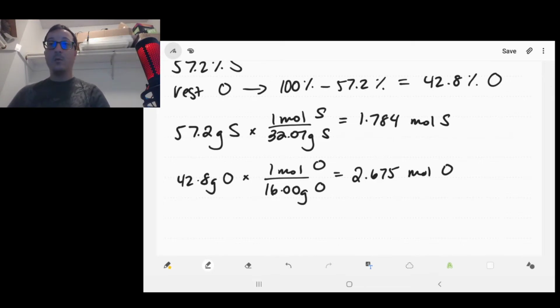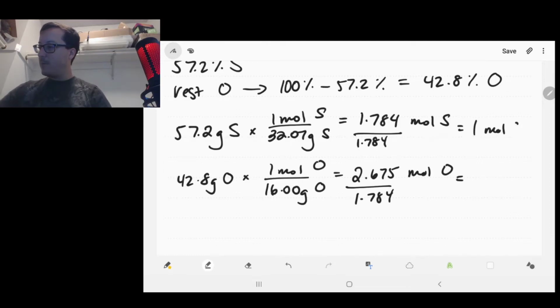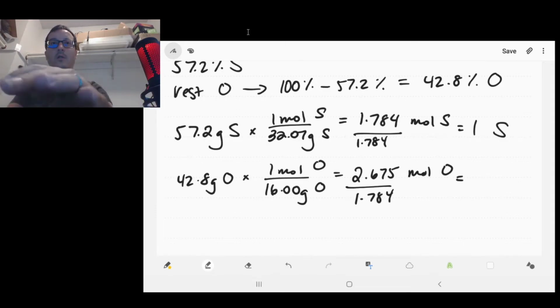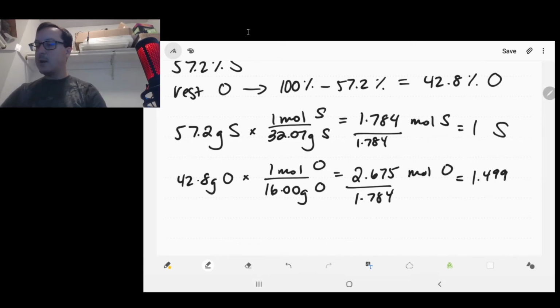Now, again, we want to divide by our smaller number so that we can get a ratio out with integers. So we can do that. With these, of course, the smaller one becomes 1. We don't need a unit there, so 1 sulfur. And then let's do this one, divide that by 1.784. And we get 1.499.